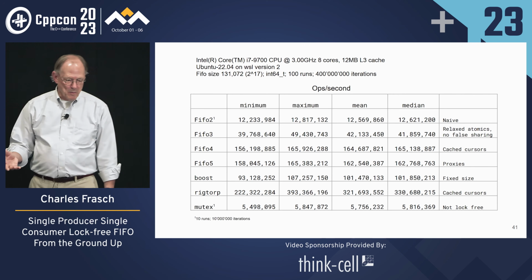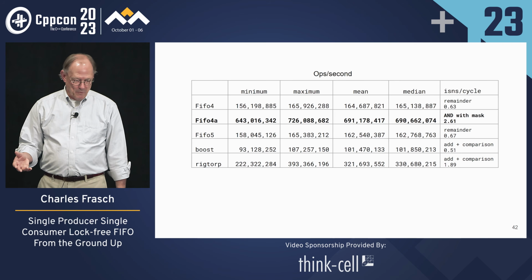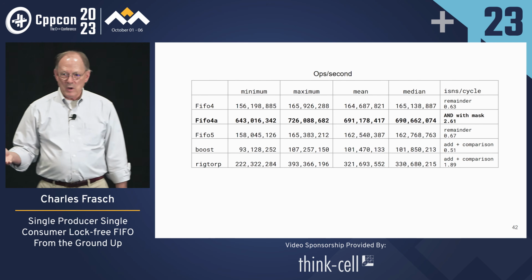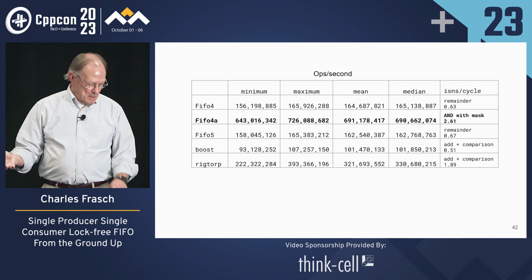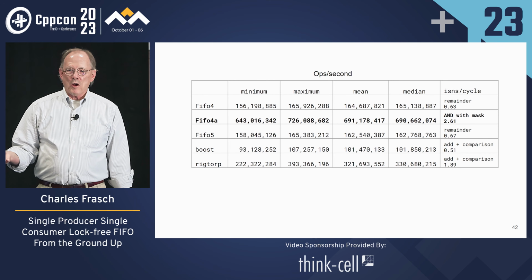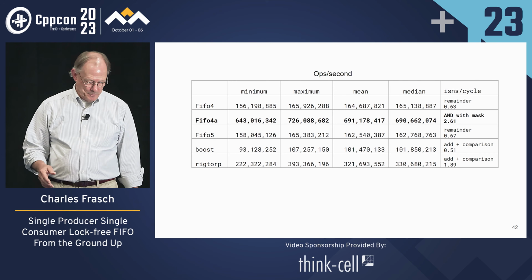So I did a little experimentation, not only with FIFO 4, to change it to use the AND operation by constraining the capacity size to an integral power of 2 and using the AND operations to compute the index into the array.